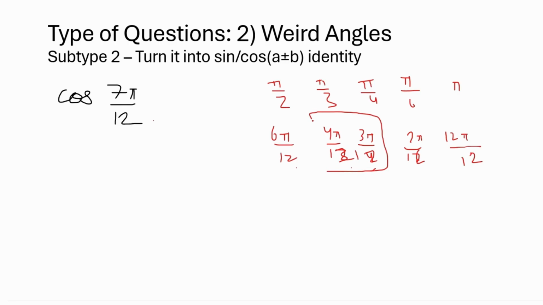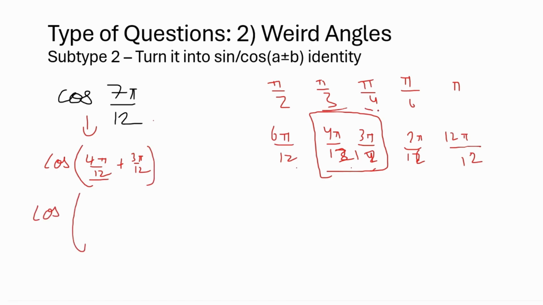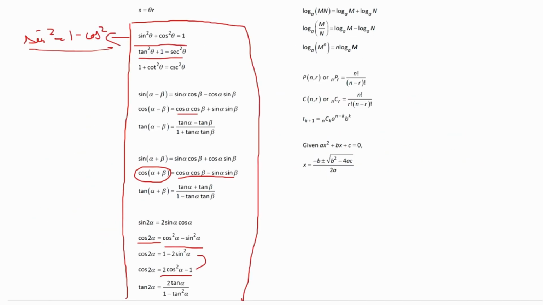As you can see, these two numbers perfectly add to 7. So cos 7 pi by 12 is equal to cos of 4 pi by 12 plus 3 pi by 12. And what are these actually? They are pi by 3 plus pi by 4. Now it's just an identity. Now we've converted it into numbers that we already know.